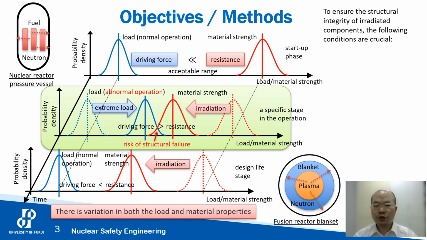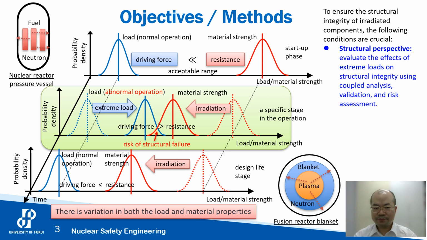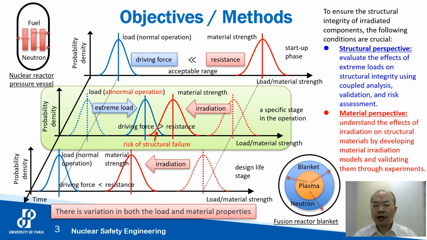To ensure the structural integrity of irradiated components, the following conditions are crucial. 1. From the structural perspective, evaluate the effect of external load on the structural integrity using coupled analysis, evaluations, and risk assessment. 2. From a material perspective, understand the effect of irradiation on structural materials by developing material irradiation models and evaluating them through experiments.